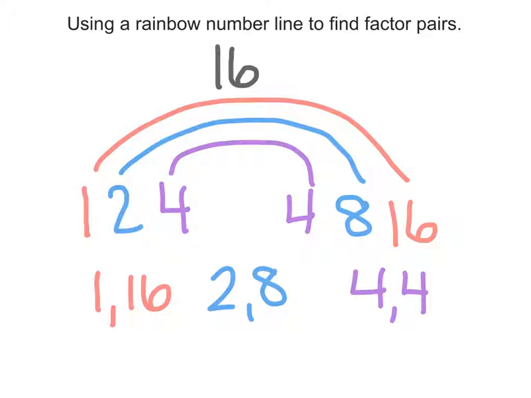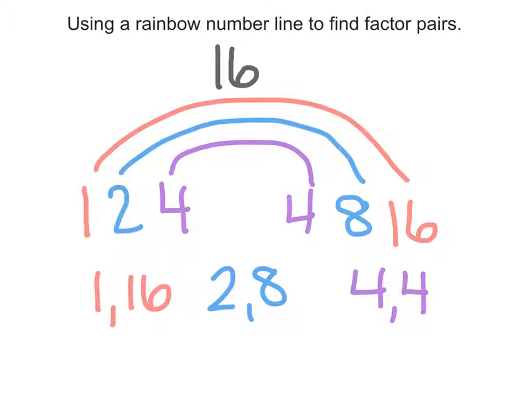I know that 2 times 8 will also give me 16. I did not write 3 because I do not have another number multiplied to 3 that will give me 16. So then we skip to 4 times 4 is 16. And that is the end of our factors for 16.